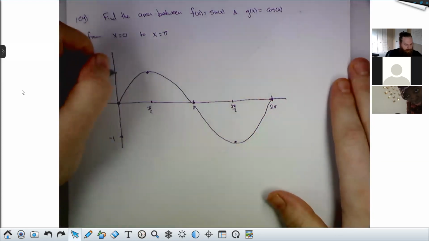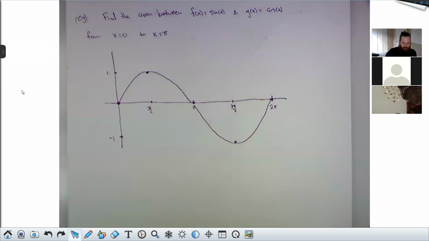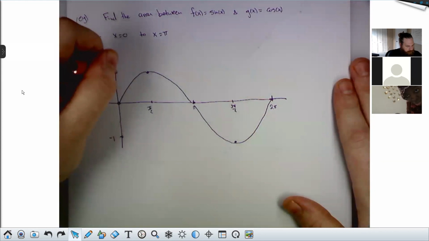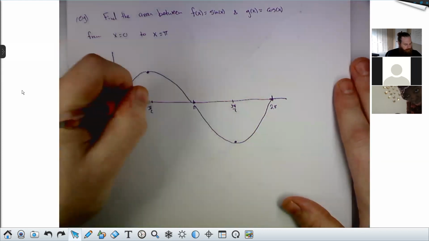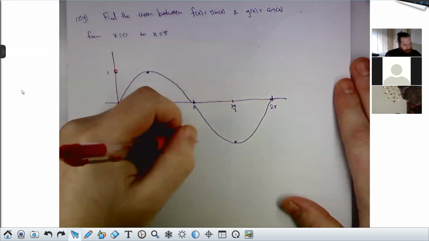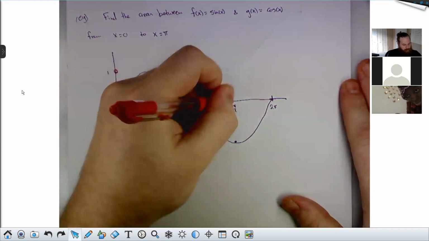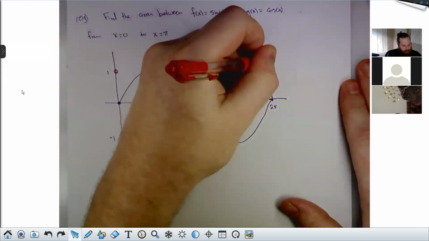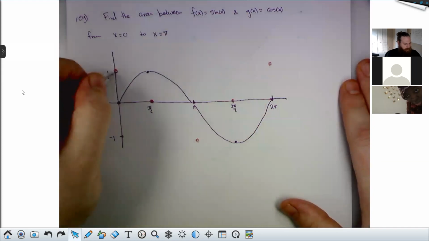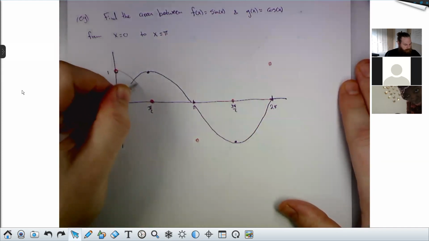And the cosine function, maybe I'll put him in a different color, red. He starts up here at 0, 1, is 0 at pi over 2, is -1 at pi, is 0 at 3 pi over 2, and is back to +1 by 2 pi. So he looks like this.